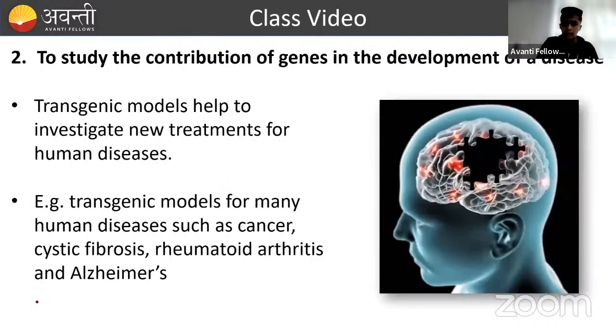Next is the development of a disease. As I said, genetic models are key for us to understand many of the congenital diseases. One of the biggest challenges that we have is cancer. How do we understand cancer? Regularly taking human cancer cells is very hard, so we can actually induce cancer-like conditions in these subjects or transgenic animals.